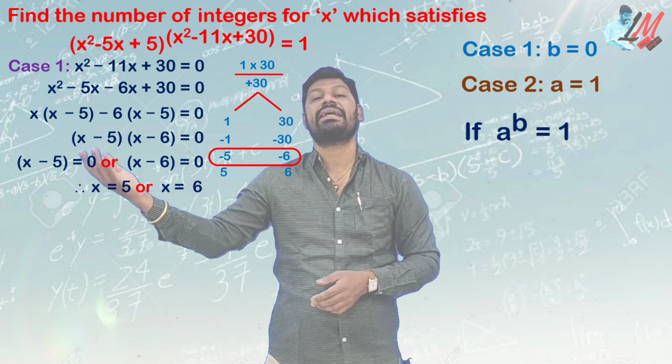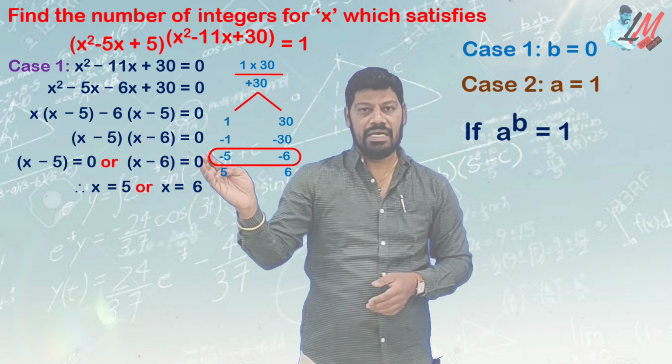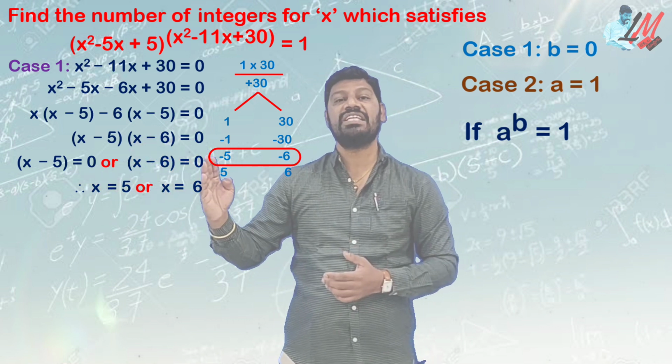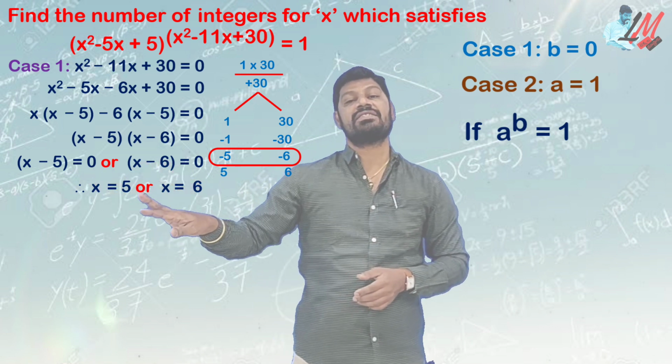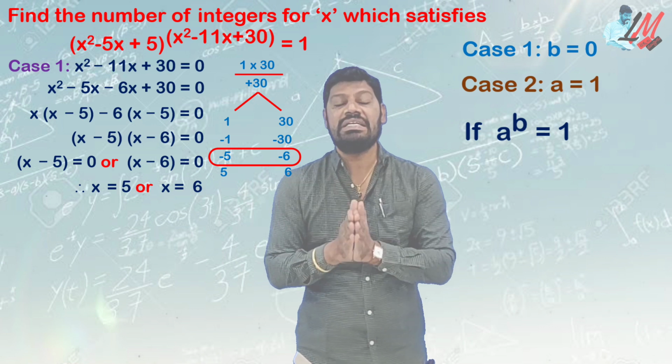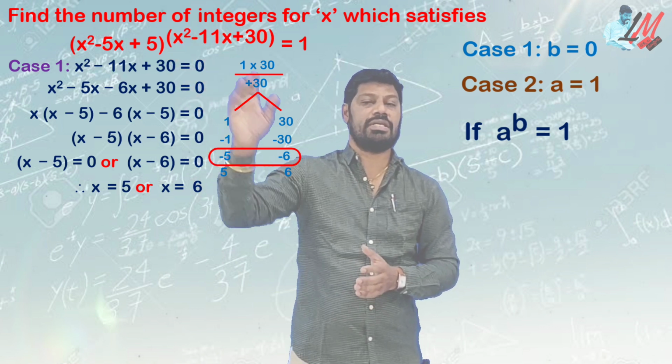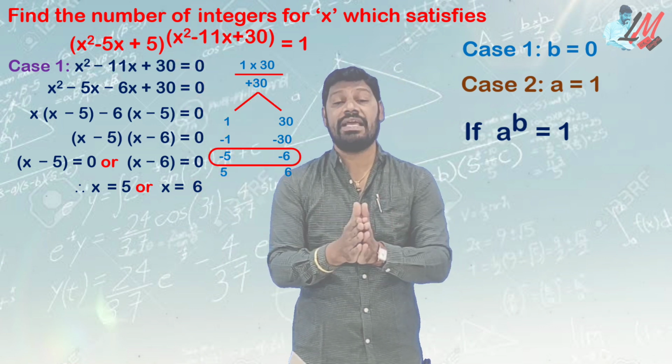On the whole, you are going to get (x − 5)(x − 6) = 0. If you equate each factor individually to 0, you are going to get x = 5 and x = 6 as the two integer values for the given question. And we are going to take another case here.